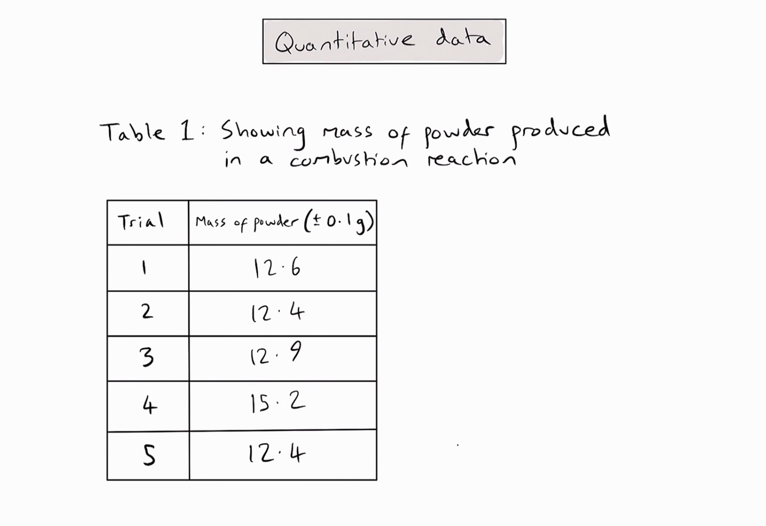It's also useful at this stage to identify any anomalous data in your table. So for me, trial number 4 seems to be clearly different to the others. So I can either highlight that value or place an asterisk next to it, and then indicate underneath the table that you'll be treating this as anomalous data and therefore removing it from any further calculations.